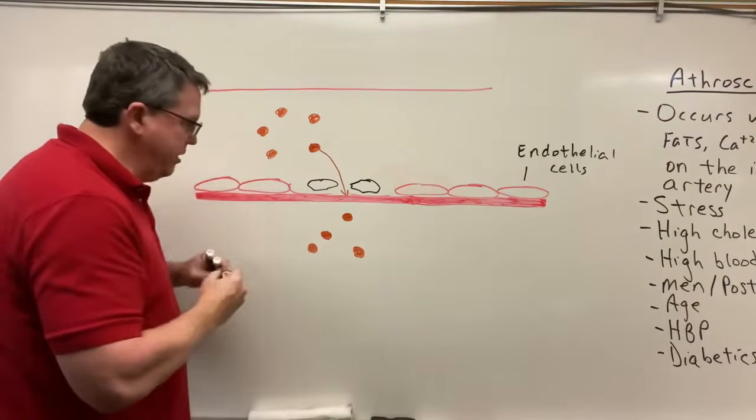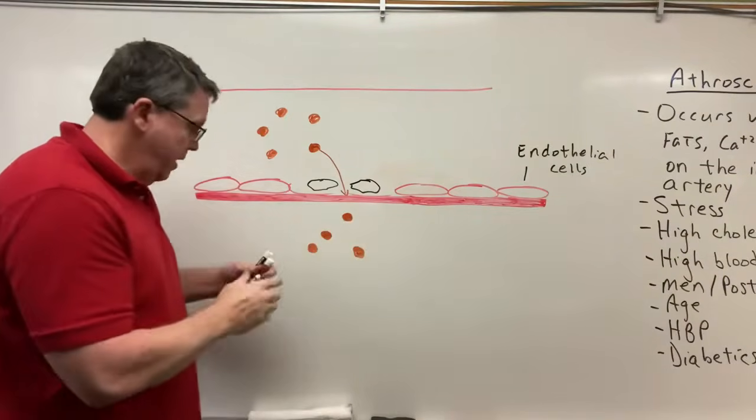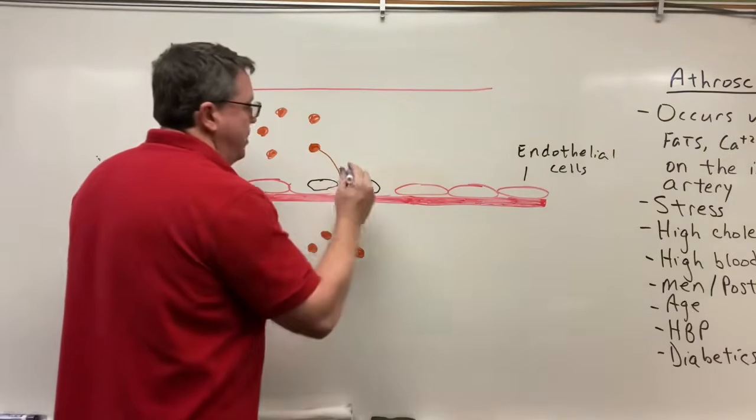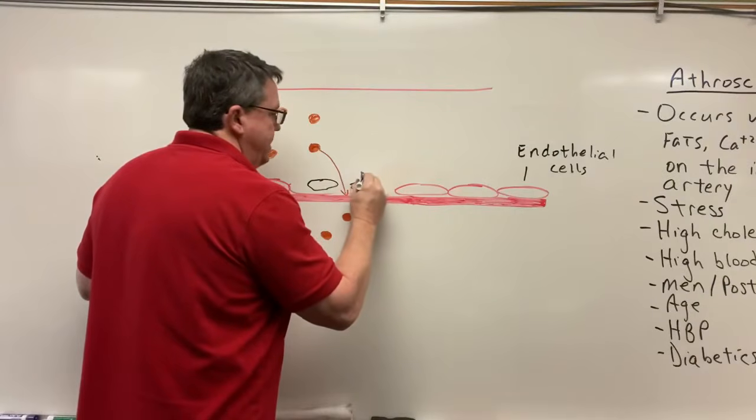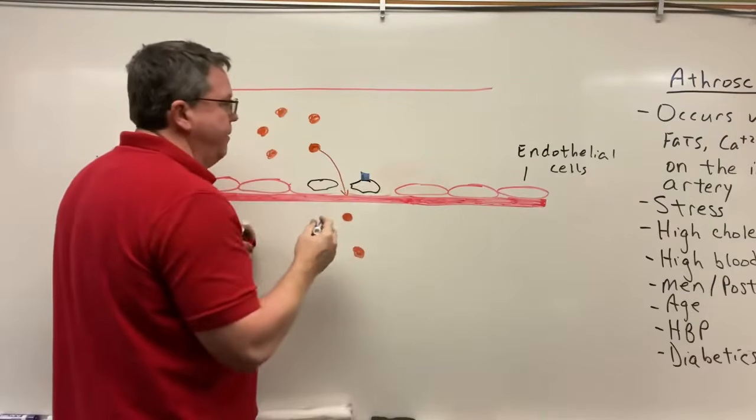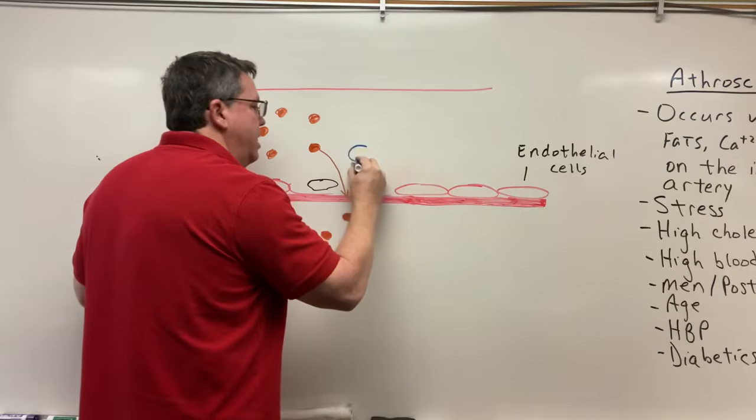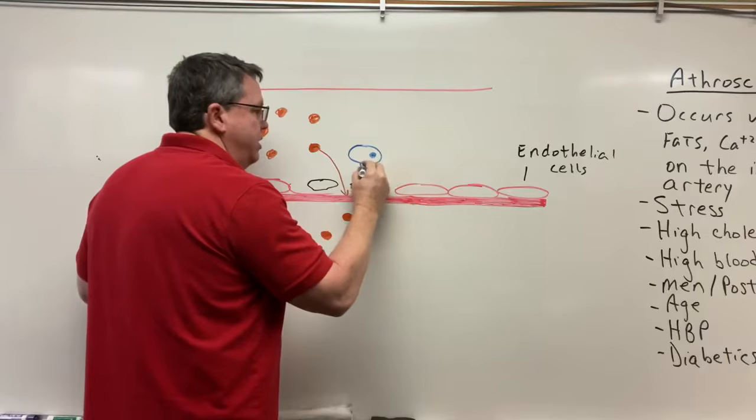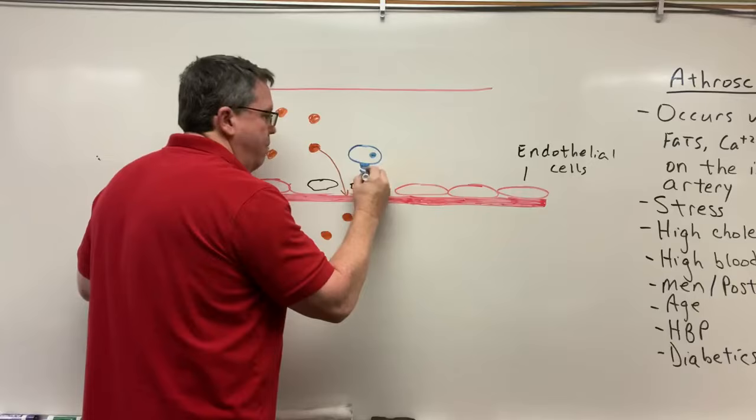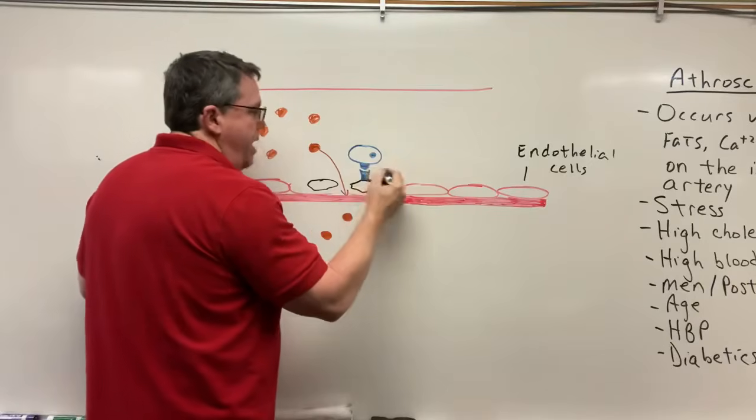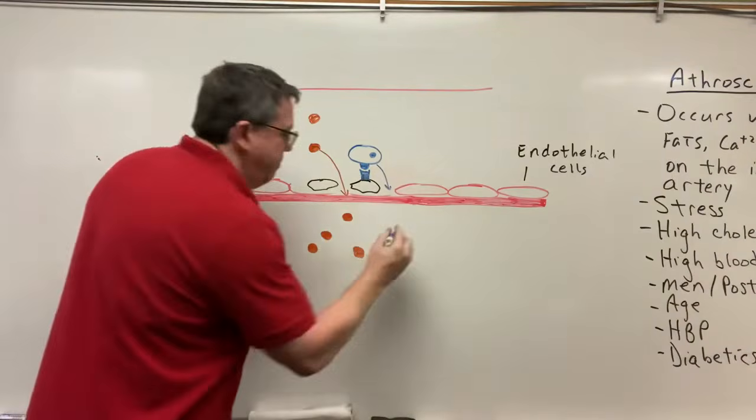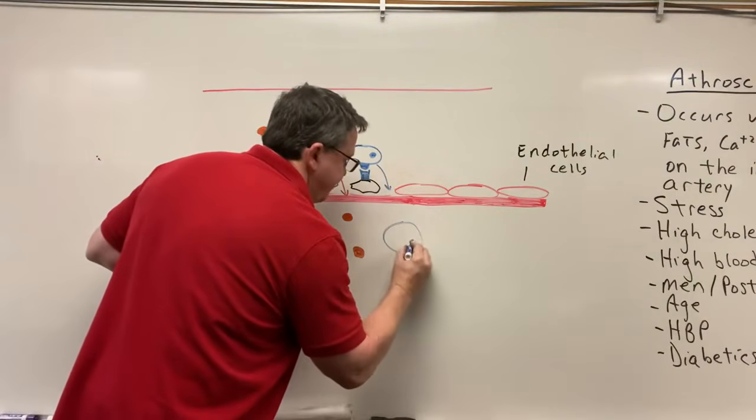When I start to get LDLs in this area, these damaged endothelial cells will make a receptor. The receptor will cause monocytes, a type of white blood cell usually traveling in the blood, to stop, and the two will form a bond. Then the monocyte will pass into the subintimal space. Here's my monocyte right here.